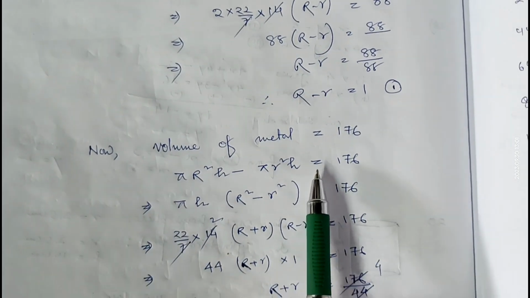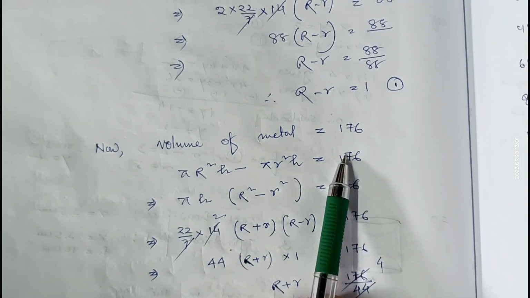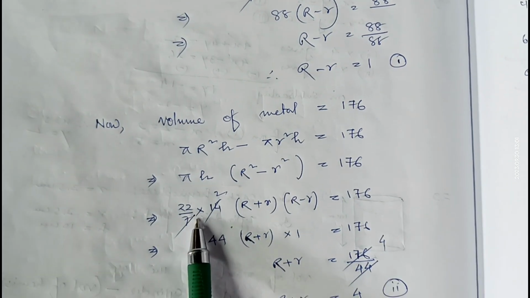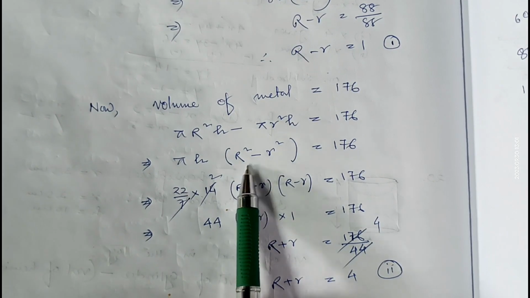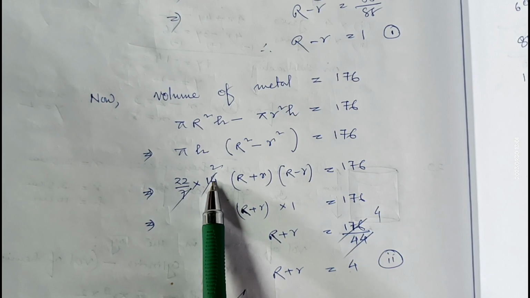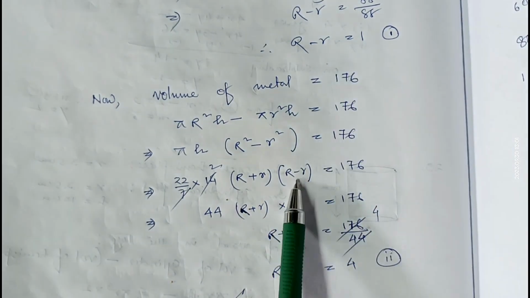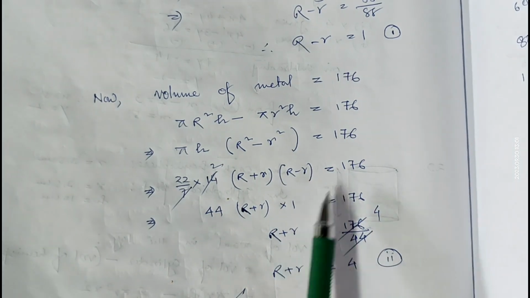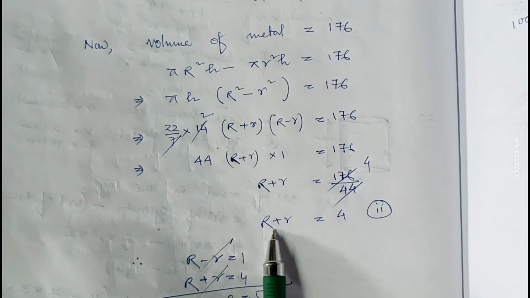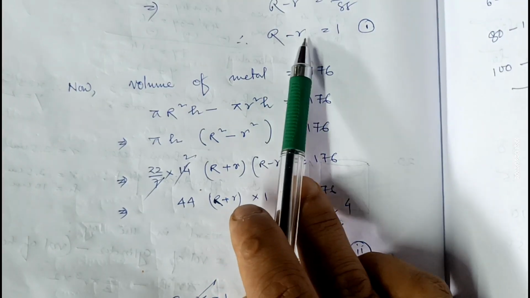Again it is given that the volume of the metal is 176, that means outer volume minus inner volume is 176. Taking pi h common, (R square minus r square) is 176, with pi as 22/7 into 14. Using a square minus b square equals (a plus b)(a minus b), the 7 goes into 14 and it becomes 44 times (R plus r) times (R minus r) equals 176. Since R minus r is 1, we can write 1 there, so R plus r is 176/44, which gives 4. Therefore R plus r is 4 and R minus r is 1.